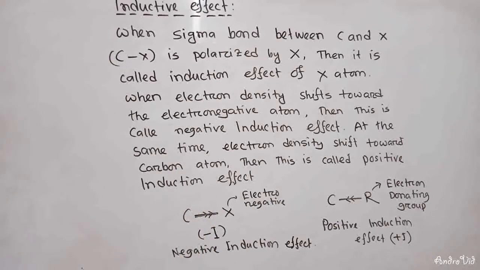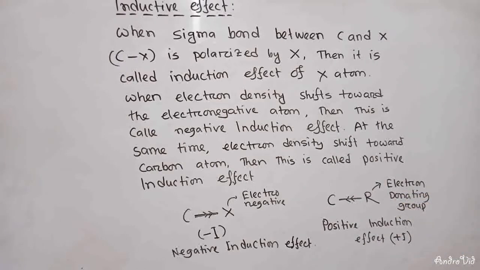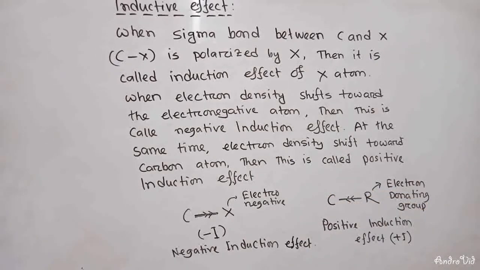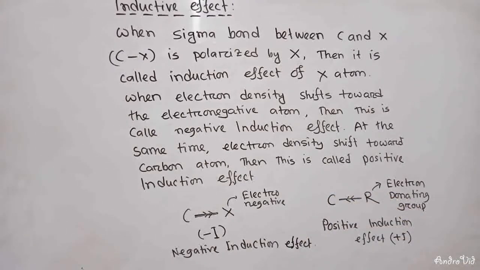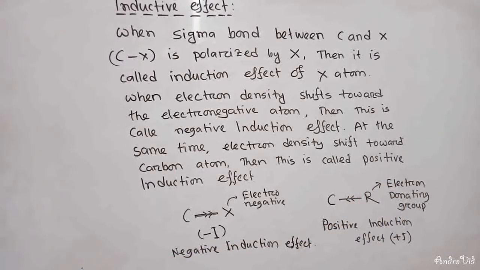On the other hand, if the carbon atom is attached with an electron donating group, for example R is an alkyl group, the alkyl group will donate electron towards the carbon atom. In that case the electron density will increase. This type of effect is called positive induction effect. So if carbon loses electron, it is negative induction effect; if carbon gains electron from an electron donating group, it is positive induction effect. I hope you understand this.